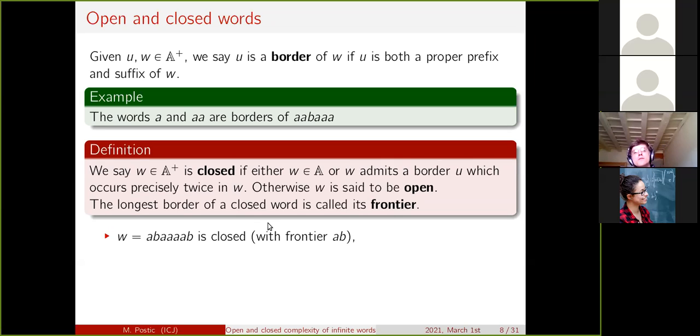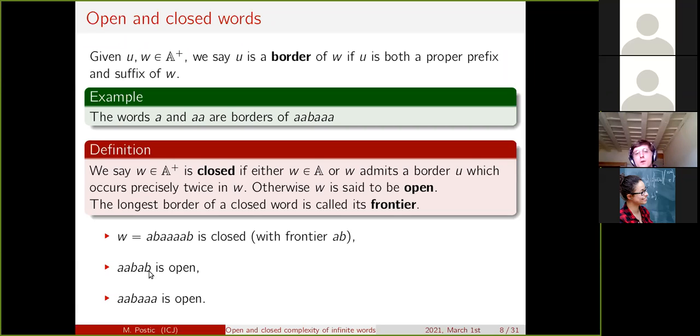So let's look at some examples. If you take the word AAAAB, it is closed because you can see that AB occurs both as a prefix and as a suffix, and it does not occur internally. So it's a frontier. And now if you look at the word AABAB, it's open. To see this, we just need to see that it doesn't have a border, and that's the case here because you have A and B, so you don't have a border of length 1. Then you can check the same thing for length 2. So you have AA here and AB, so no border of length 2, and so on. And you find that it doesn't have a border.